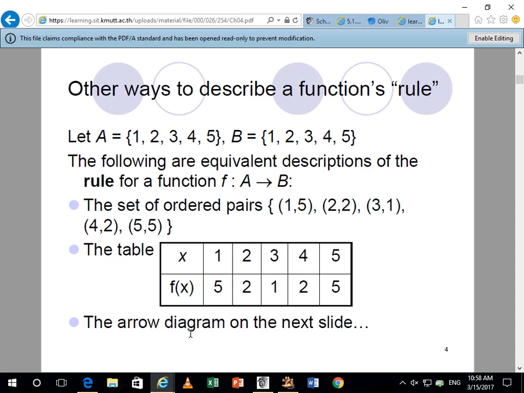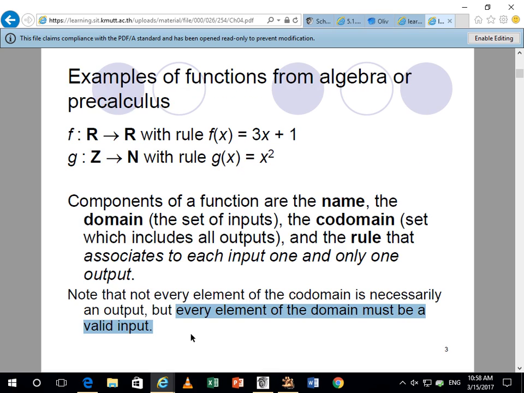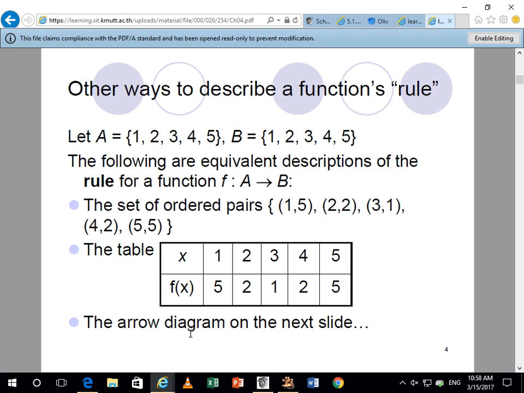Okay, so what we want to do is, we have a function f, the name of the function is f, and we have A mapping to B. So A is the input, and B is the output. So it's the same form as here. We haven't specified a rule yet. So we have this. Now, let's look at the rule.